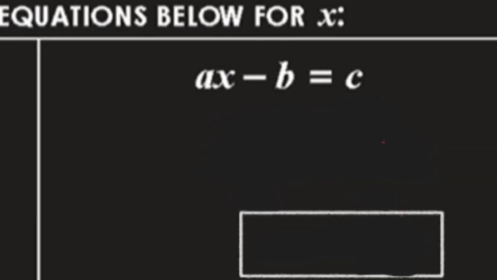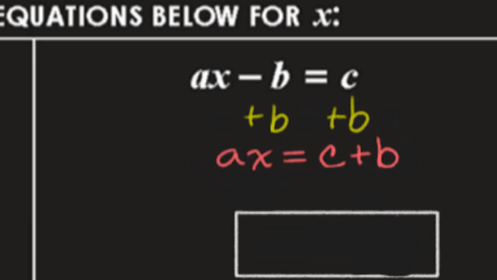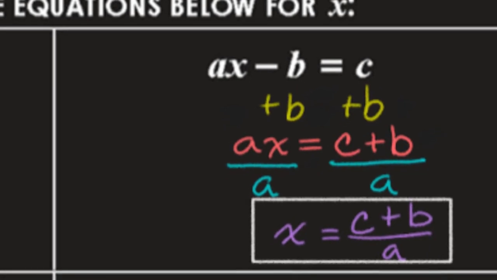In this literal equation, we again have multiplication and subtraction. By PEMDAS, I must eliminate the subtraction first. I am subtracting b, so I will add b to both sides. On the left, I now have ax, and on the right, c plus b. A is multiplying the x, so divide by a. Again, on the right, x is equal to c plus b over a.